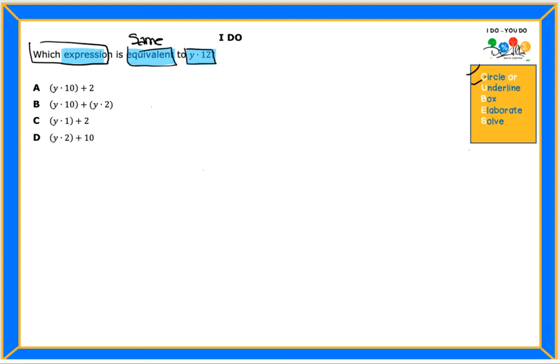I did circle, underline, box, and now I'm going to choose my plan for the elaborate section. And remember that we always talk about in elaborate, we have to do something that really helps us to see what's going on with the question. So what I'm going to do is start analyzing each of the choices, and do a visual for each of the choices and for the expression that is given. So hold on guys, I'm going to bring my picture.